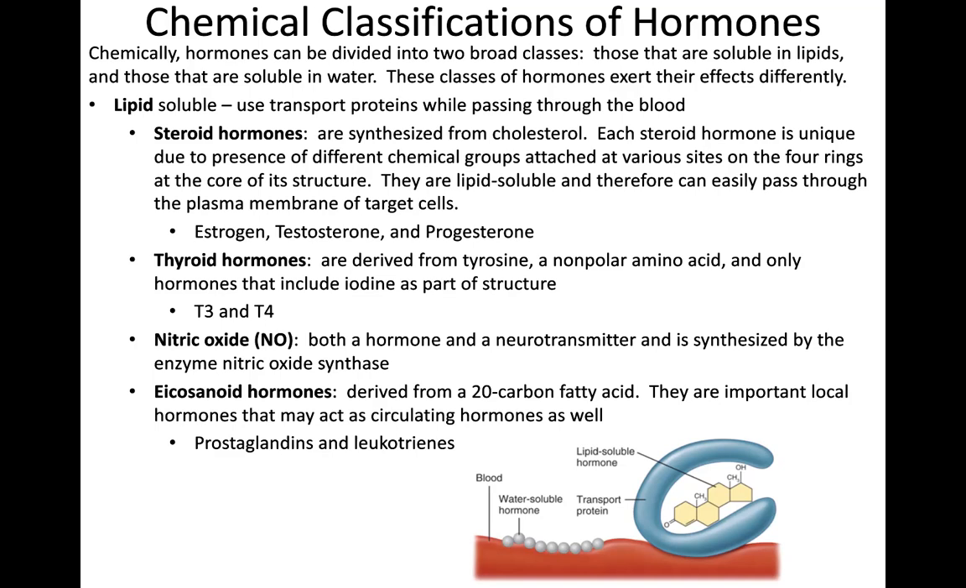There are 2 thyroid hormones, T3 and T4. They are produced by the thyroid, derived from what we call tyrosine, a nonpolar amino acid. They're the only hormones that actually include iodine as part of their structure. Not that that's really that important to know.